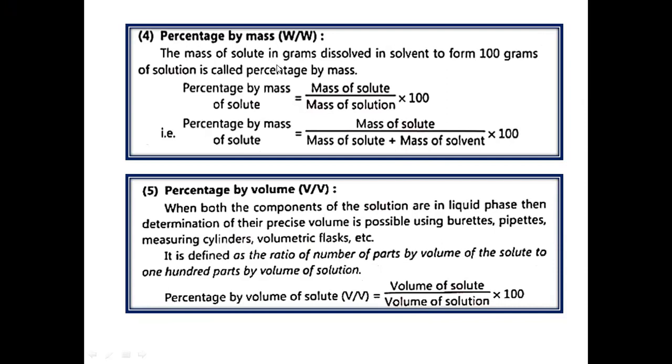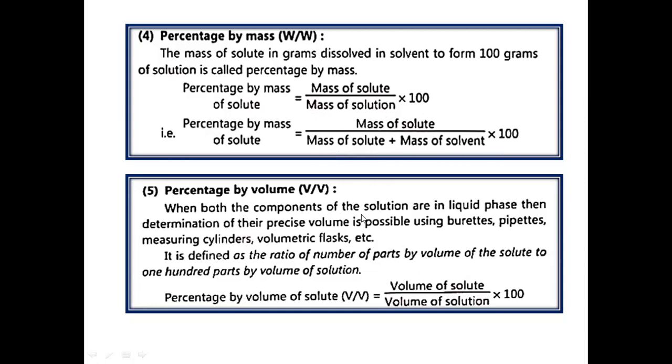So when one has to prepare a percent solution by mass, that is W by W, we should dissolve the solute into the solvent to form 100 grams of solution. That will be called a percent solution by mass, that is W by W. So percentage by mass of solute is equal to mass of solute divided by mass of solution into 100, or mass of solute divided by mass of solute plus mass of solvent into 100.